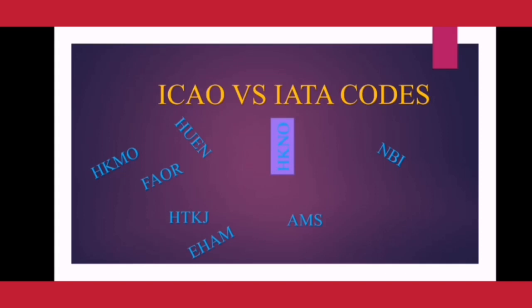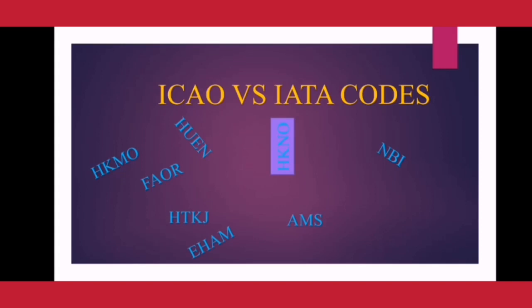Today our topic is going to be about ICAO versus IATA codes. ICAO basically means International Civil Aviation Organization, which is a UN body which deals with aviation regulations and procedures. While IATA basically means International Air Transport Association, which deals with the private sector and commercial issues of aviation. And today our discussion is going to be between ICAO and IATA codes.